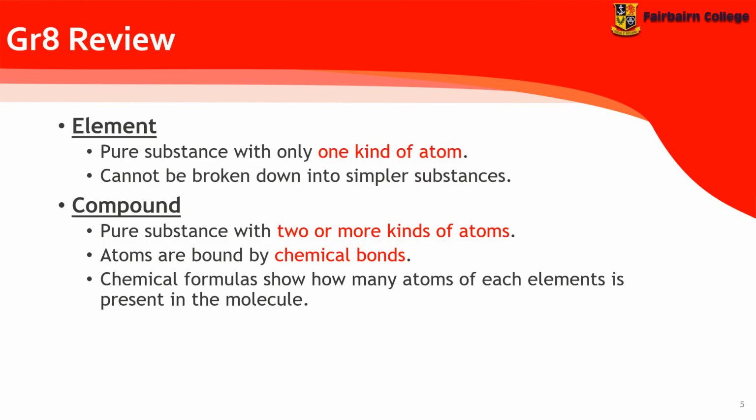Okay, and then just quickly some more terminology that you have to know. An element is a pure substance with only one kind of atom, and it cannot be broken down. So for example, oxygen, hydrogen, carbon, these are all elements. Compounds, however, are combinations of elements that are bound together with chemical bonds. For example, water, carbon dioxide, and salt.